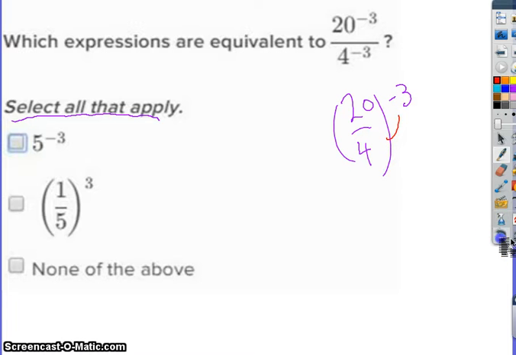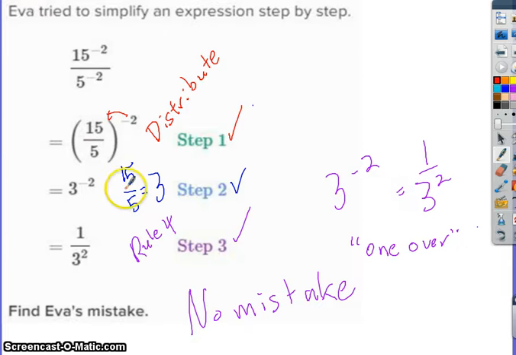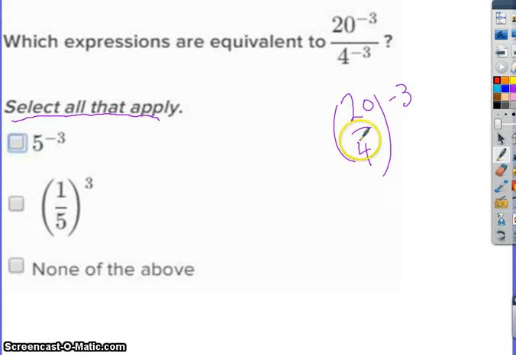So what I did in the first step was get 20 over 4. And then just like in the previous problem, the next step was to say that what's in the parenthesis, 15 over 5, could be simplified. So what's in the parenthesis here, 20 over 4, can be simplified. So that's 5 to the negative third. Okay, so that is what I'm looking for.